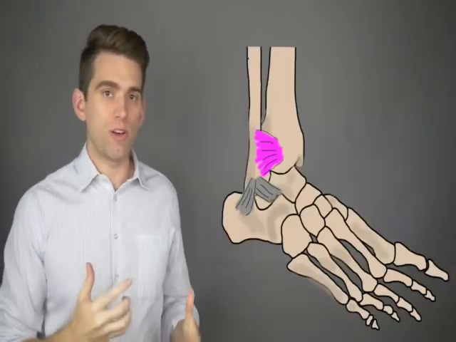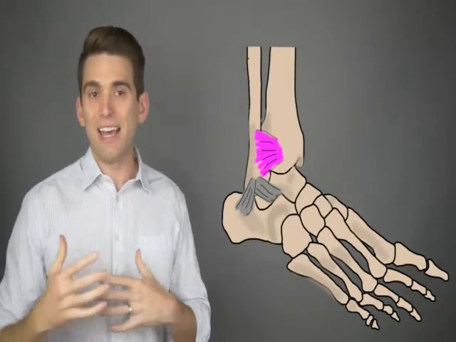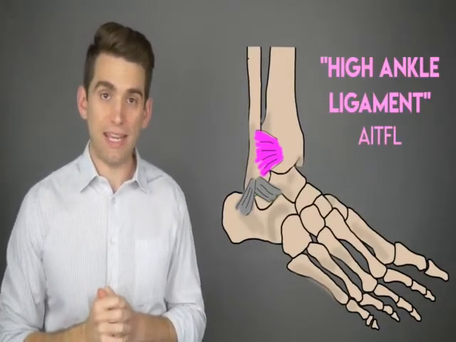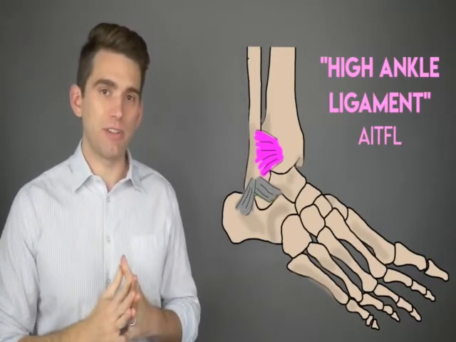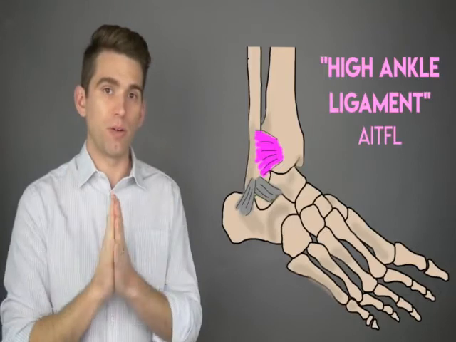talus. We then of course have all of our ligaments on the outside and inside of the ankle, as well as our classic high ankle sprain ligament called the AITFL, and that ligament specifically connects the fibula and the tibia to keep them from spreading too far apart from one another.